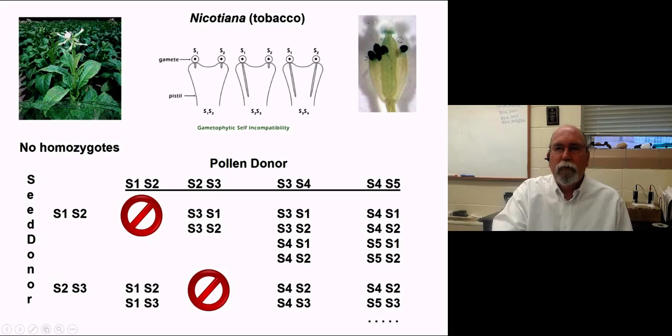Okay? If you have at least one difference, right here we have the pollen coming in as S1 or S2. Remember, these are gametes, right? So they're going to come in as haploid. Well, the S2 won't work because this plant has an S2 allele as part of its genotype, but the S1 will because the other one is an S3, so that one will actually pollinate it.